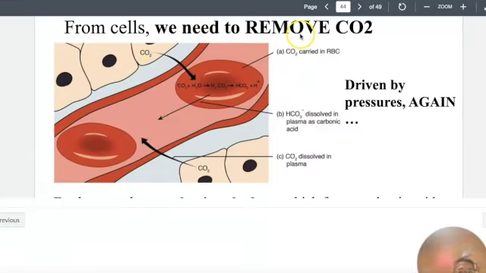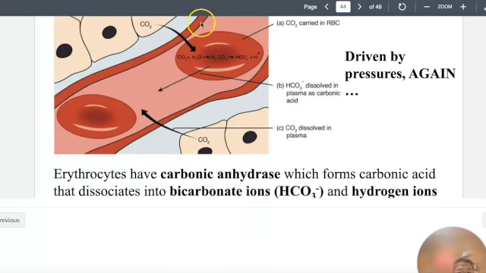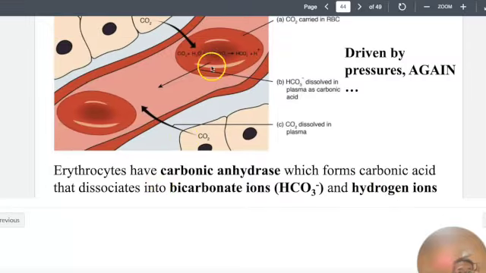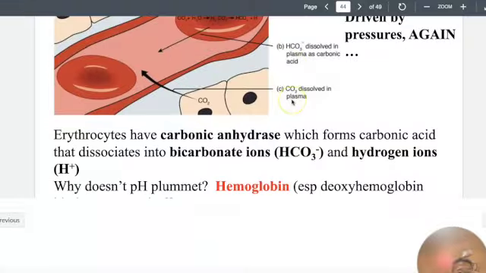From the cell, we need to remove the CO2, so this is the same thing. It's driven by the pressure. The erythrocyte has carbonic anhydrase, which forms the carbonic acid that dissociates into carbonate ion. So here's that carbonate ion and hydrogen ion. Here CO2 with water becomes the carbonate ion, and it will dissociate into this as well.